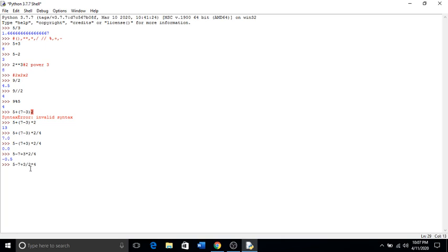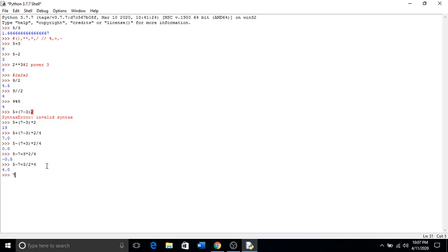So 3 divided by 2 is 1.5, into 4, 6.0. 6.0 plus 5, that is 11.0. 11.0 minus 7, so that means 4.0, right? So you can see the answer. Then we'll take something like this.